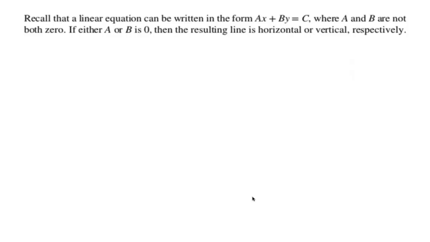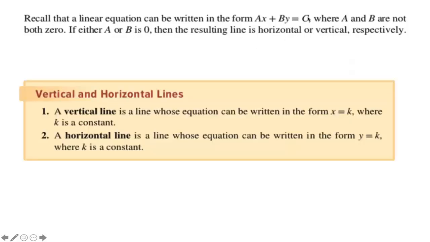So again, a linear equation has the form ax plus by equals c, where a, b are not both 0. If a, b are both 0, then this equation won't make sense if c is non-zero. But if either a or b is 0, but not both, then we have a horizontal or vertical line. So for example, if b is 0, then we have a vertical line, and if a is 0, then we have a horizontal line.